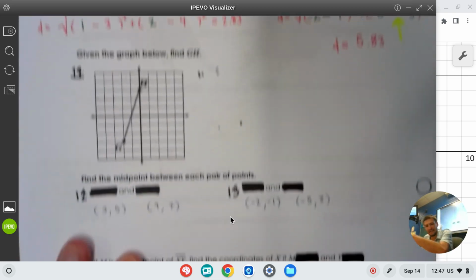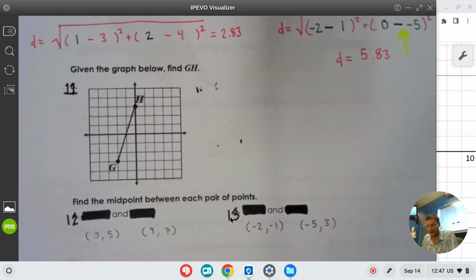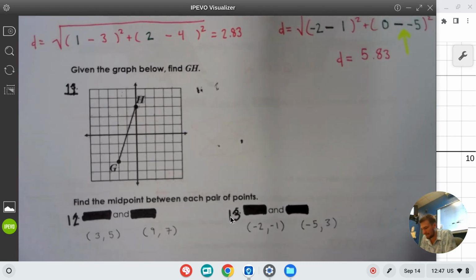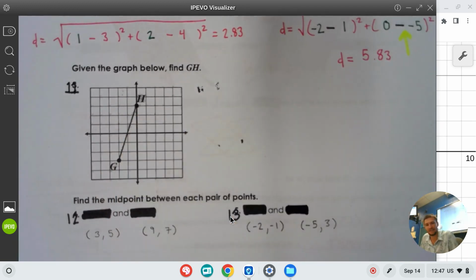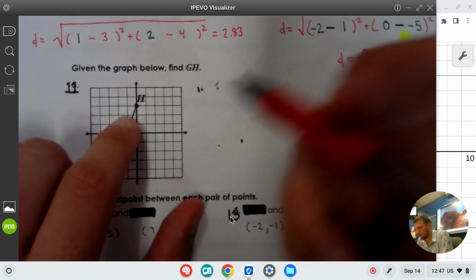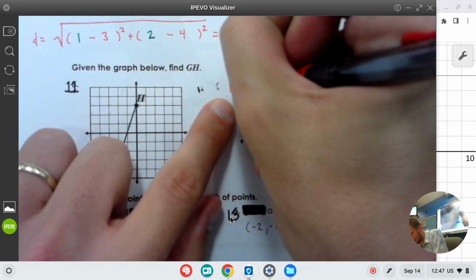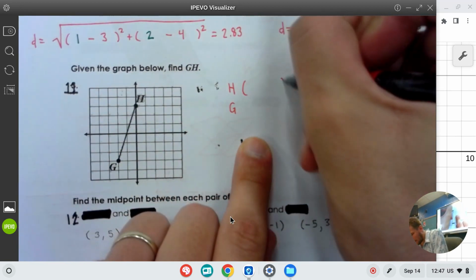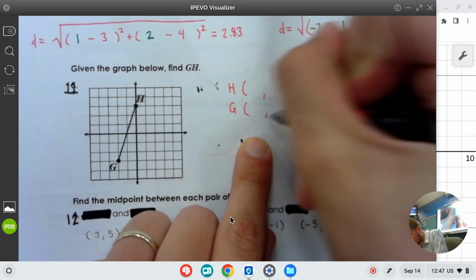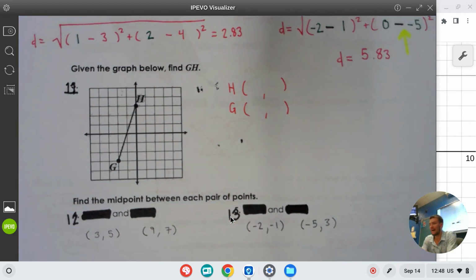For number 11, a couple people got a little stumped by this last week, I remember. How are we going to figure out the distance between G and H? We're going to have to figure out where those points are, right? So H and G are both coordinates, even though they don't give them to us. We're going to have to find them ourselves. Does anybody have either of these points figured out?